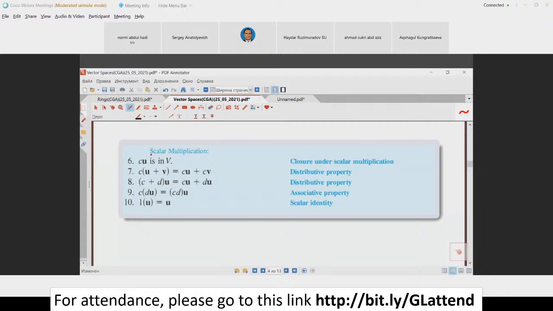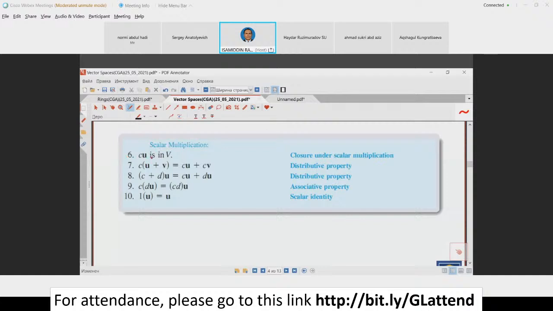Now, into relation, there are 2 operations now. Number 6, closure under scalar multiplication. That means that function G must be given. It is denoted C times U, for any element U of V and for element C of F. Here C from F.